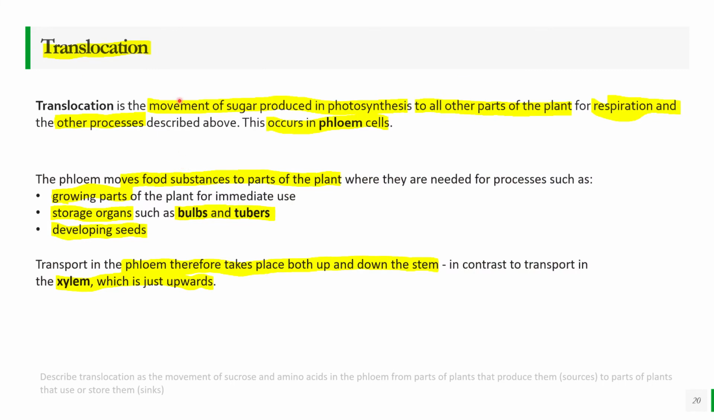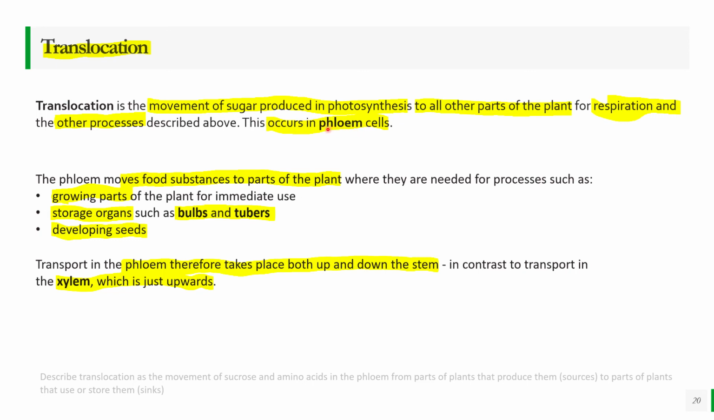Alright, we move on to the next slide. Translocation. Now, translocation is basically the movement of sugar produced in photosynthesis to all other parts of the plant for respiration and other processes. Now, as you know, banyak proses. Okay, for example, making new cells, repair. Okay, active transport. Remember? Okay. Now, this all occurs in the phloem cells.